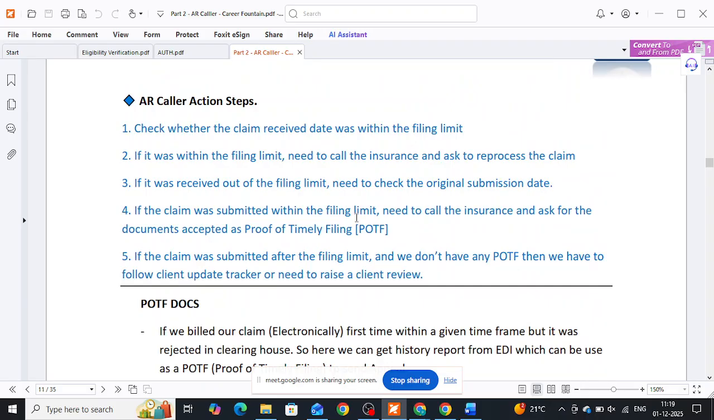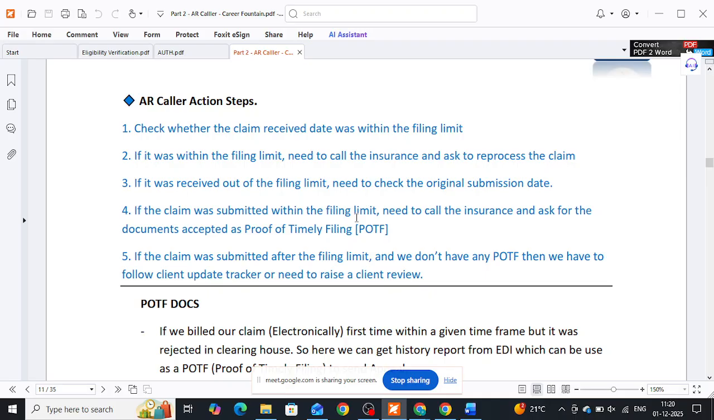So anyhow, the conclusion for this denial is that we have to analyze and identify whether it was billed correctly within the given time frame or not. If yes, then we have to reprocess the claim. If no, then we have to identify exactly why we were late to file the claim. And accordingly, if we have any proof of timely filing limit, then we can do an appeal. And if we really filed our claim late and we don't have any proof of timely filing limit, then it is not the patient's responsibility anyhow.